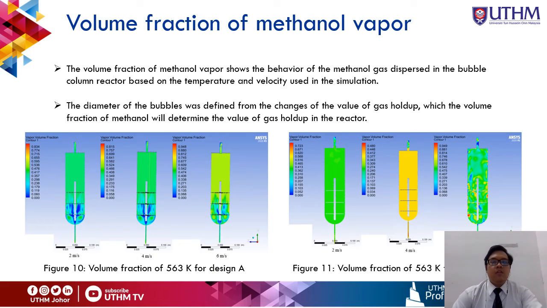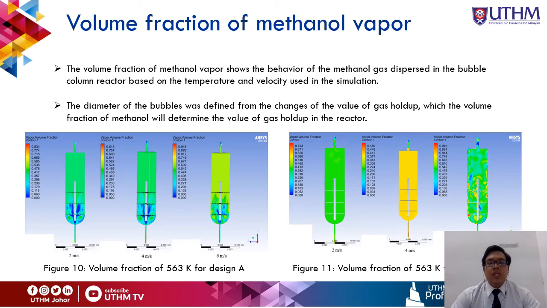Next, volume fraction of methanol vapor. The volume fraction of methanol vapor shows the behavior of the methanol gas dispersed in the bubble column reactor based on the temperature and velocity used in the simulation. The diameter of the bubble was defined from the change of the value of gas holdup, where the volume fraction of methanol will determine the value of gas holdup in the reactor.